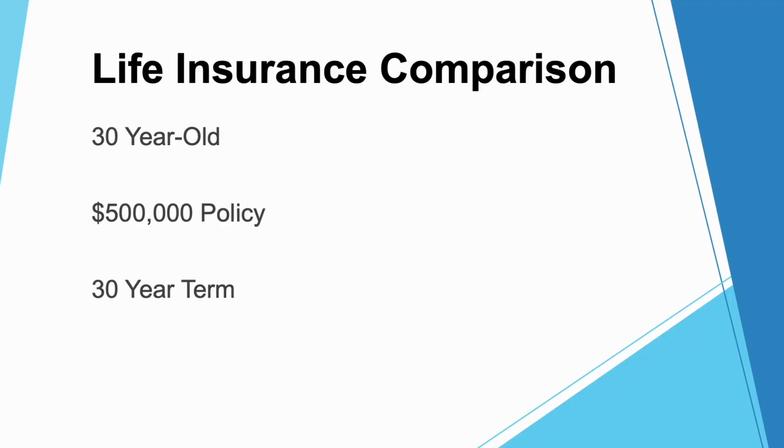Your goal with life insurance should be to get the greatest benefit at the lowest cost. Since both whole life and term life insurance equally achieve the main purpose of life insurance by replacing your income for your loved ones during the years that they're relying on it, we can now focus on comparing costs. Let's look at examples of $500,000 policies for a 30-year term for a 30-year-old.